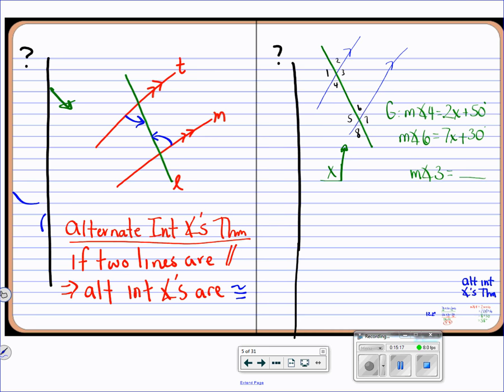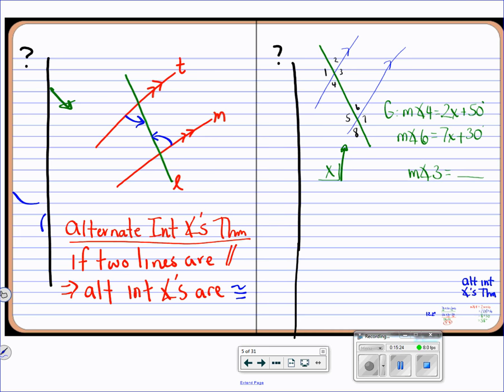That tells us how to write the equation. So let's take a look over here to the right. I give you that angle 4 is 2x plus 50 and angle 6 is 7x plus 30. Now I look up here and angle 4 and angle 6 are both alternate interior angles. That means I can use this theorem.